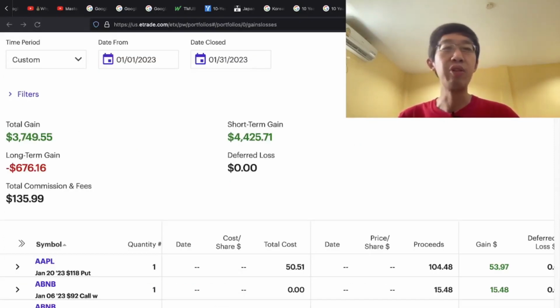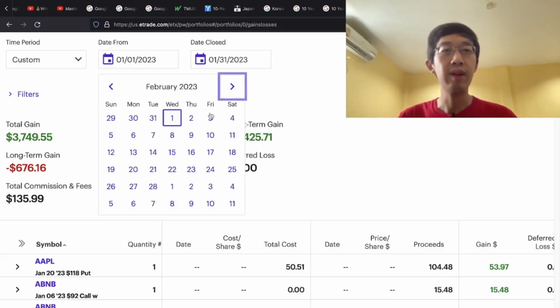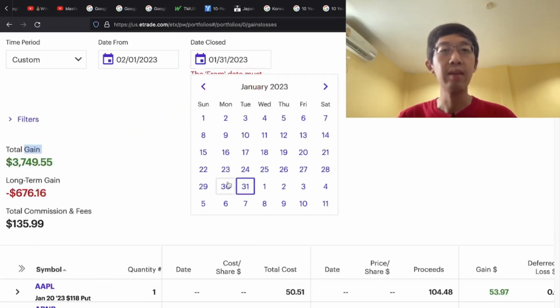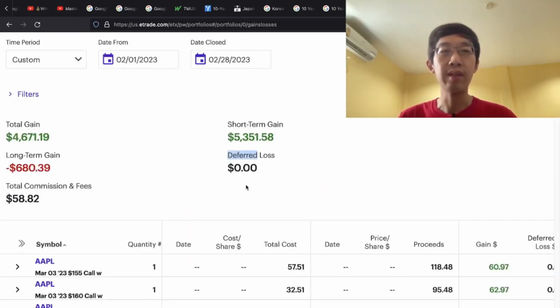As I promised, I'm going to tell you one way that is better than trading forex. That is advanced options. I sell options to make more profits in advanced option trading than forex trading. From January 1st to January 31st, I made more than 3,700 in short-term gain. If you look at February 1st to February 28th, which is even less than 30 days, you're going to see my profits of more than 4,600 in one month.